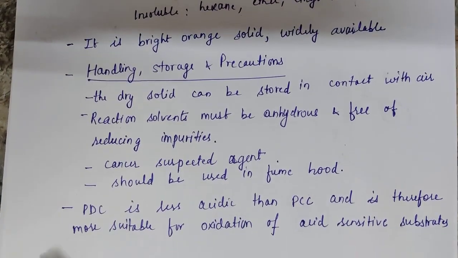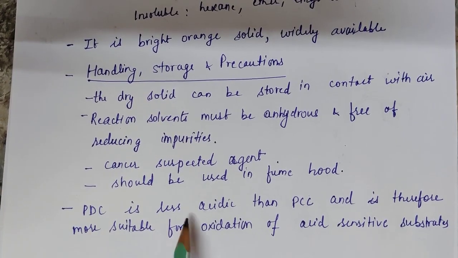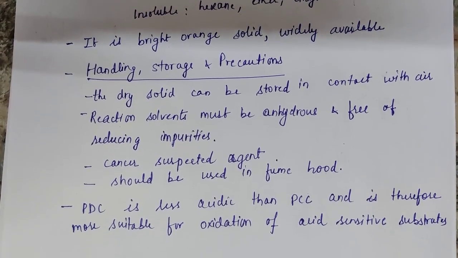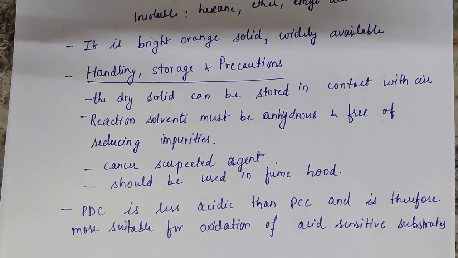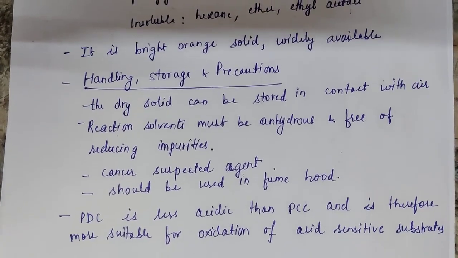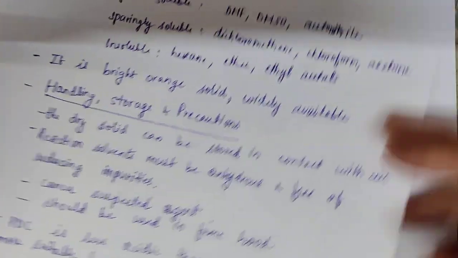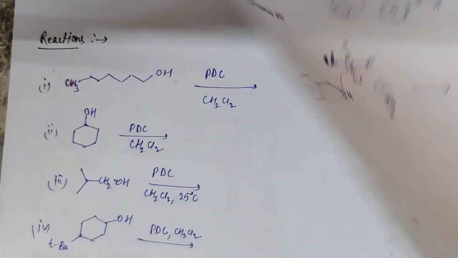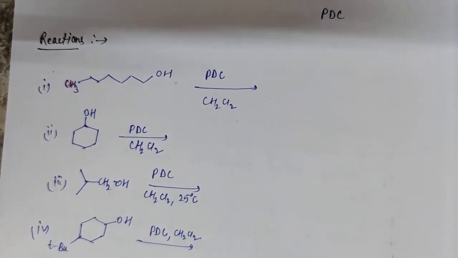And if we talk about the property of PDC, it is less acidic as compared to PCC. So therefore it is more suitable for the oxidation of acid sensitive substrates, those substrates which decompose or which give some reactions in the acidic atmosphere. In those cases it can be used.